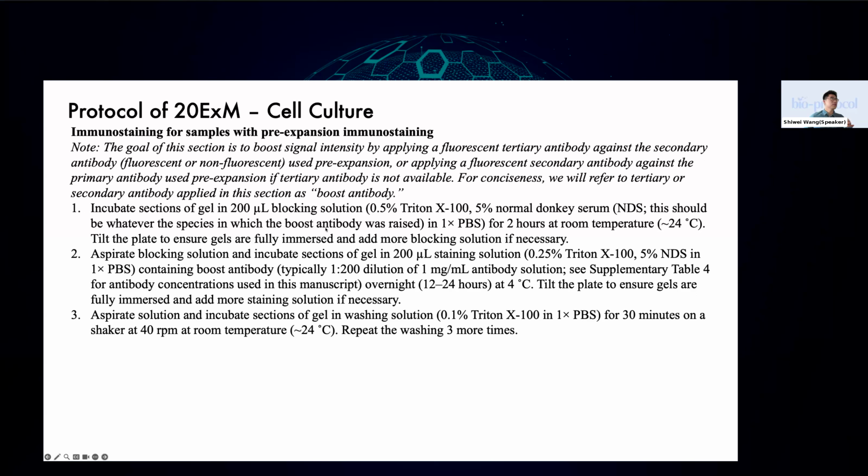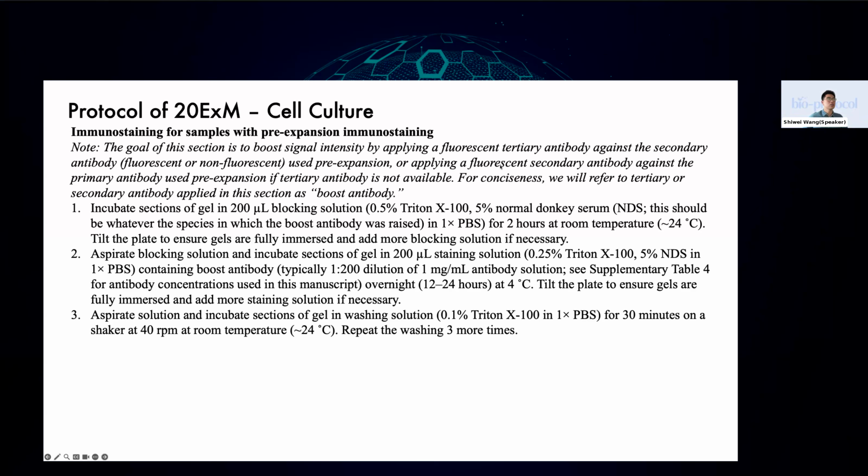Now the final step is you want to do immunostaining to boost the signal. We're talking about an 8,000-fold spatial volume expansion here, so the signal gets very diluted and some signal amplification is needed. In our experience, how we do this is we just apply a tertiary antibody. If you can't find a tertiary antibody, a secondary antibody is possible, but the signal won't be as strong.